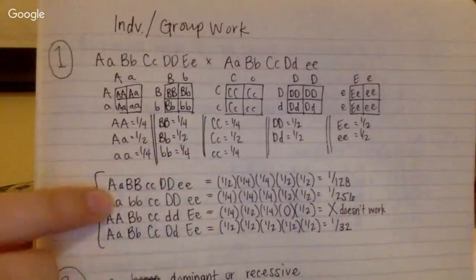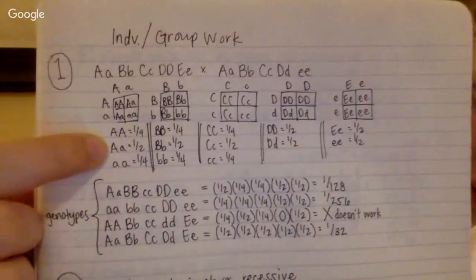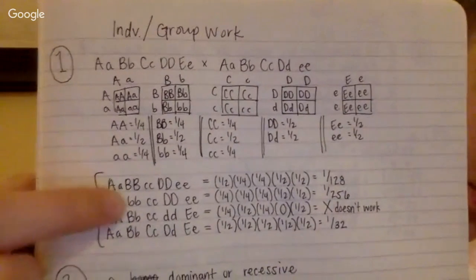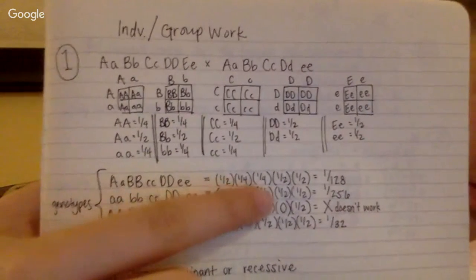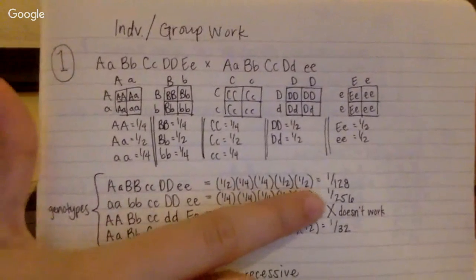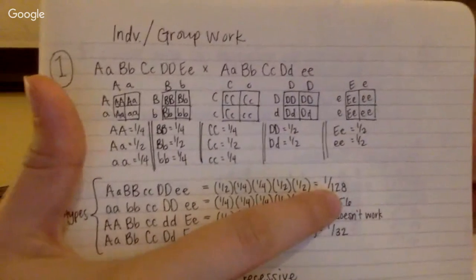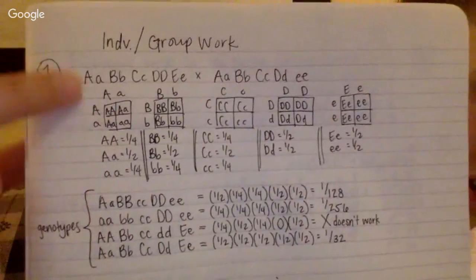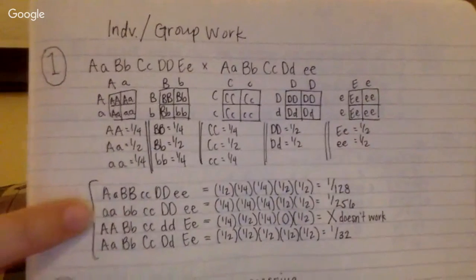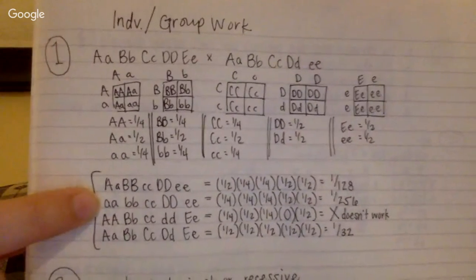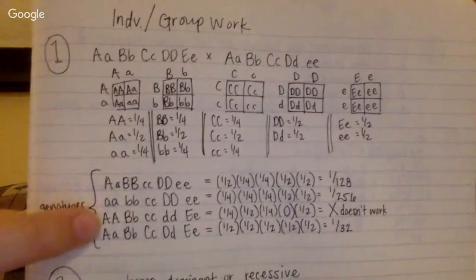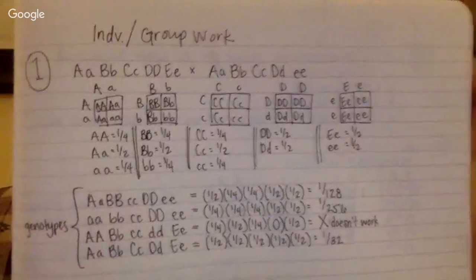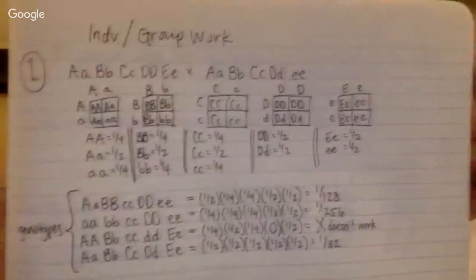For example, capital A, lowercase a is a 1 in 2 chance of occurring. With that, I put it down here along with each of the corresponding letters, giving the 1 in 128 chance of this being a genotype that would occur in this situation. The following one is 256. This one doesn't work because there is no little d's available. So it makes it kind of interesting.